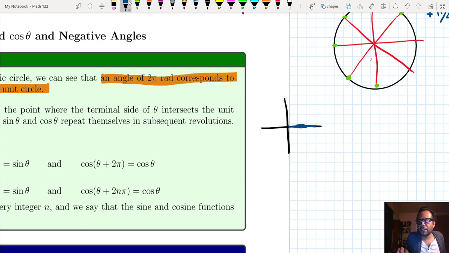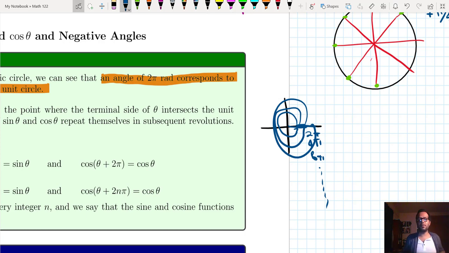I'm going to start here at 0 degrees. I'm going to do a whole turn. That's at 360 degrees or 2 pi, right? And I can even do another turn. That's 4 pi. And then another turn, which is 6 pi, etc. Multiples of 2 pi, right?